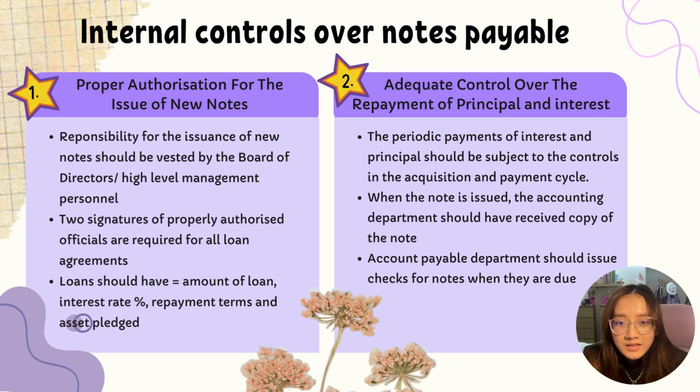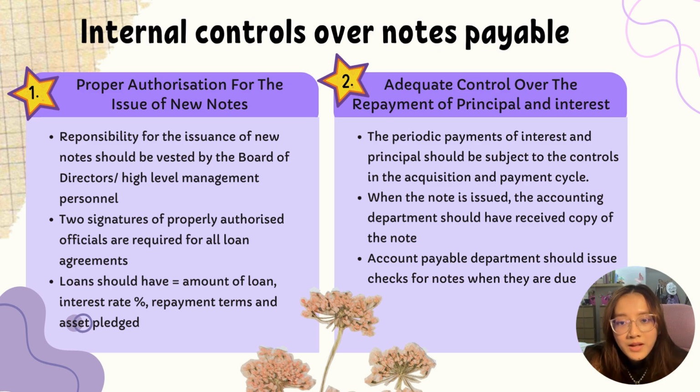Loan agreement details should consist of the amount of loan, the interest rate percentage, the repayment terms, and the asset pledged. For the amount, the specific amount of loan should be clearly stated in the loan agreement. This ensures transparency and clarity about the company's new financial obligation. For the interest rate percentage, it should be explicitly outlined. This helps in understanding the cost of debt over time and facilitates accurate financial planning and reporting.